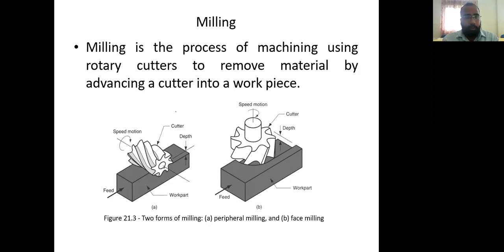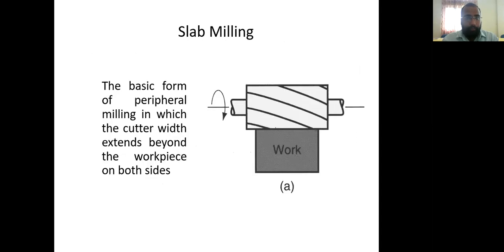Here obviously we use milling cutters to remove material from the workpieces. You're looking at two types of milling: peripheral milling and face milling. These are two different types of milling where excess material is removed from the material. Slab milling is the basic form of milling, where excess material is removed from the surfaces of the workpiece. Slab milling is also called plane milling.